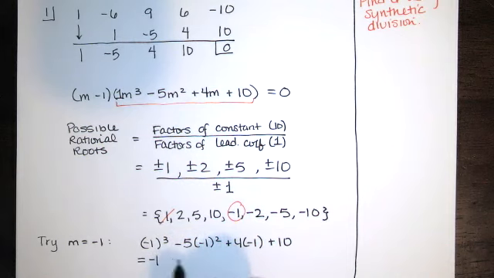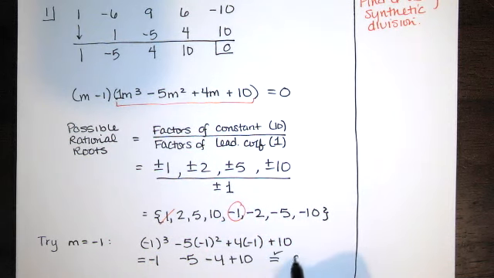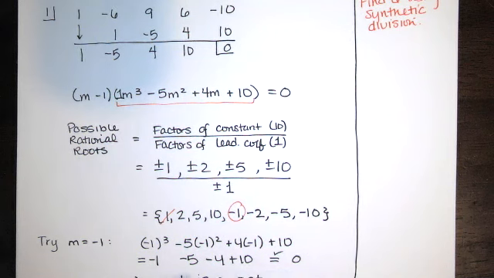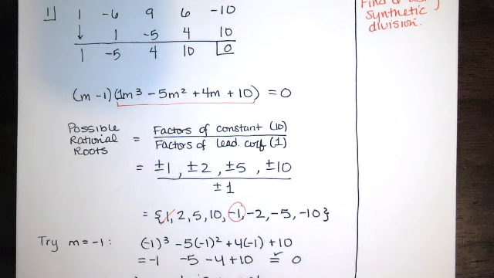So I've got -1, and -1 squared is +1. And what do you know? We get -10 plus 10, which is 0. So m equals -1 is a root or a 0 of the polynomial. And if that's true, then m minus a -1, that's m plus 1, is a factor of that polynomial.